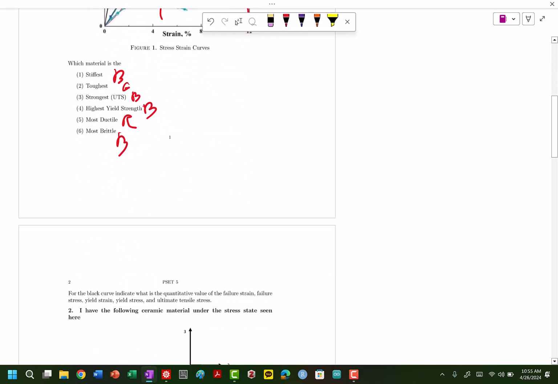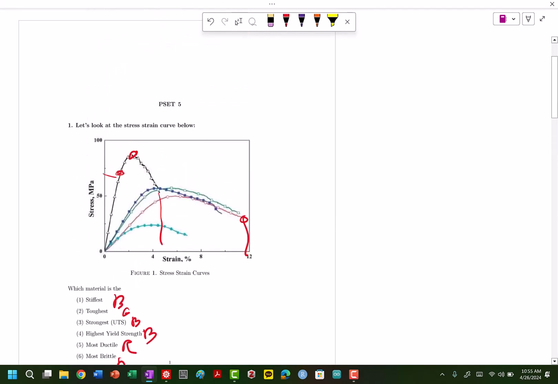And let's see, for the black curve, indicate the quantitative values. Excellent. So this would be my yield strength, probably close to 70 MPa. The ultimate tensile strength would be here, about 85 MPa, approximately. This would be my yield strain, probably about 1%, or basically 0.01. My strain at failure would be here, probably about 4.5% or 0.045.